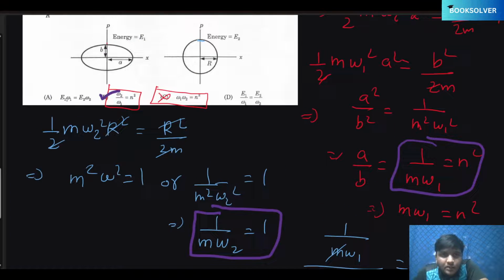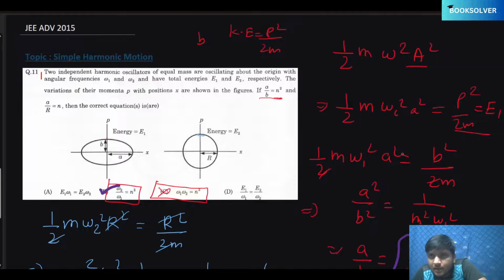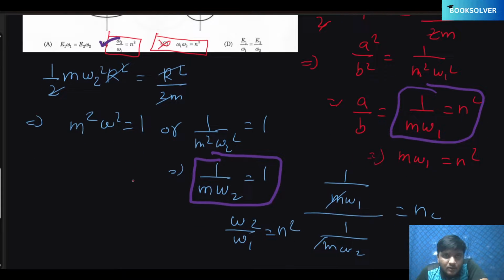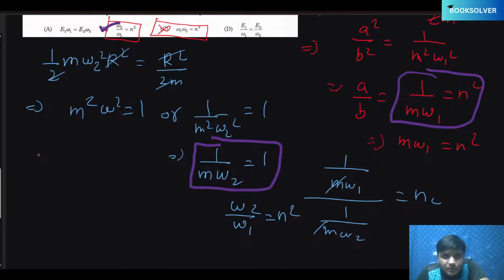Now for the relation between the energies E1 and E2 and omega 1 and omega 2, this time also we can use the same equations as earlier. As I told you, this was E1 and this was E2 here. Let's try to find the relation. E2 is equal to half m omega 2 square r square, and E1 is equal to half m omega 1 square times a square.